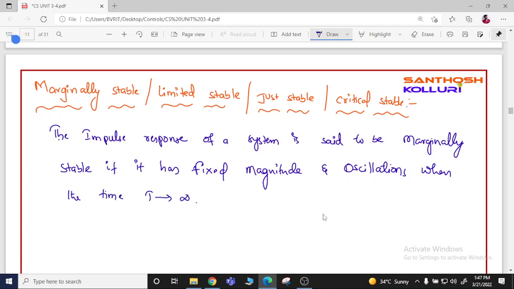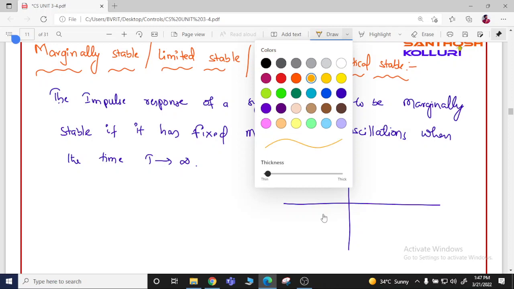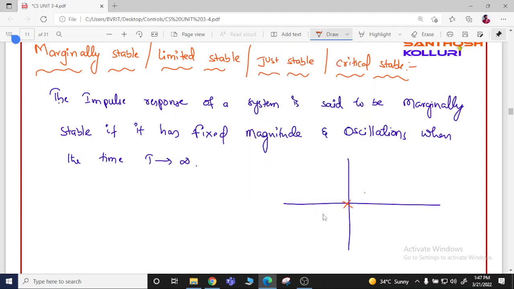Whenever we have poles on the imaginary axis, there are two cases: the pole may be at the origin or somewhere else on the imaginary axis. This type of system is called marginally stable, which has fixed magnitude as well as oscillations.